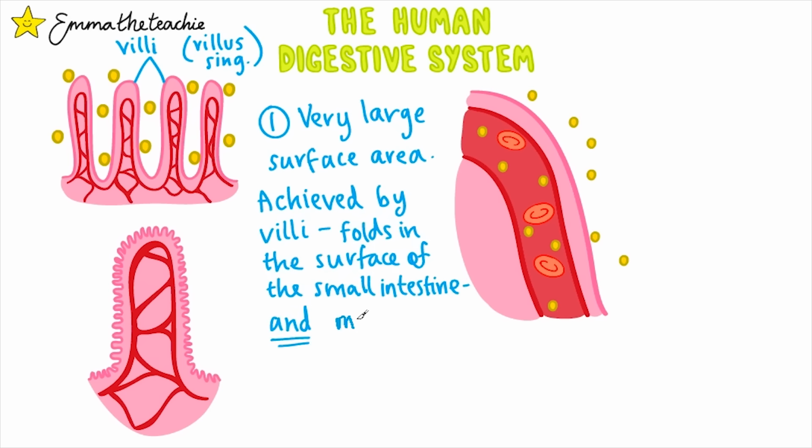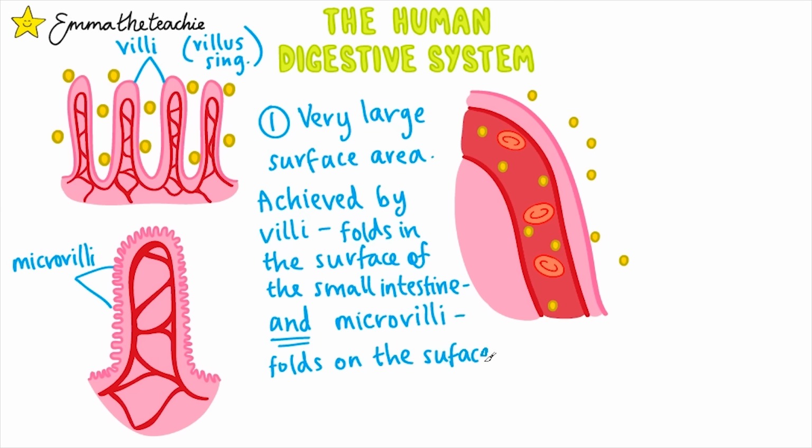The large surface area is also achieved by microvilli. If we zoom in on just one villus, we can see it's covered in loads of microvilli. These folds on the surface of the villi really increase the surface area.